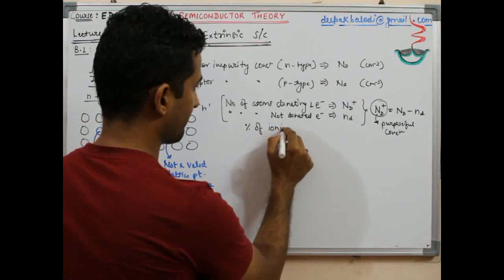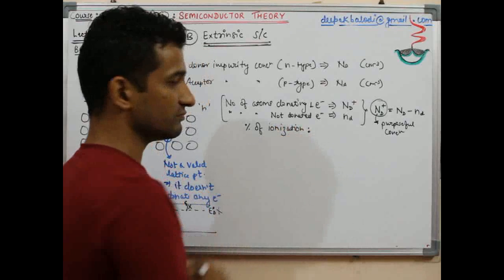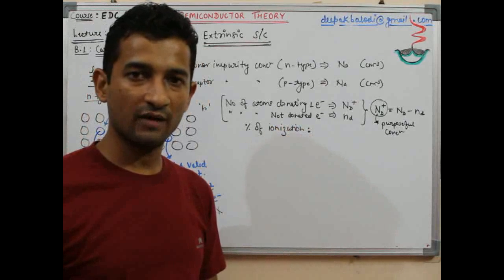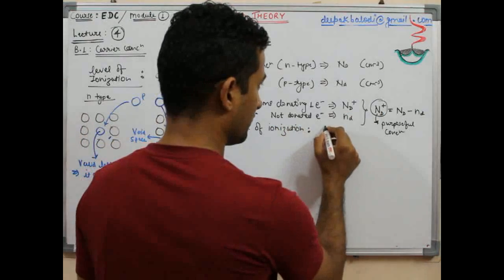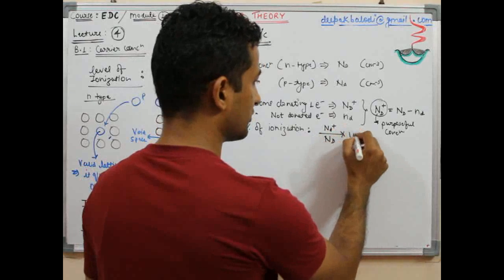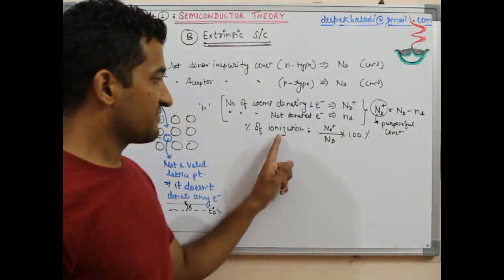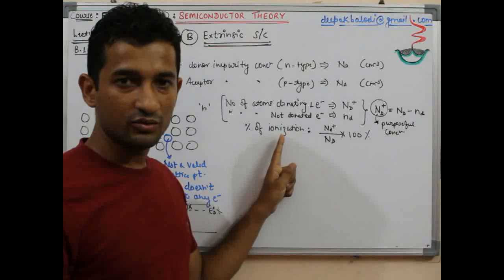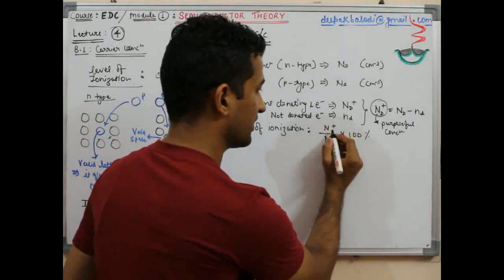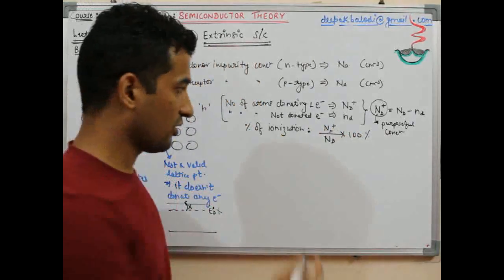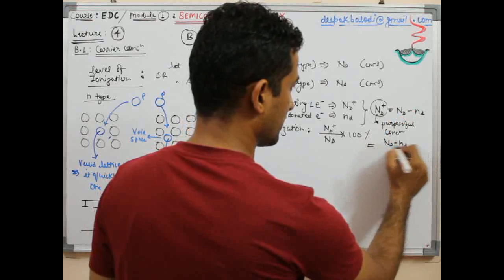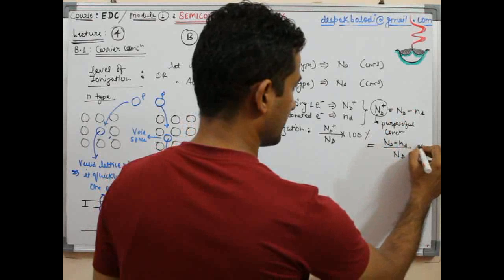of ionization. So how many percent of atoms have been ionized? Ionized means those atoms which have donated their one electron, meaning Nd plus. So obviously it is Nd plus upon Nd into 100. So if the percentage of ionization is given to you and if Nd is also given to you, then very quickly we can find Nd plus. Or this is the same as Nd plus; you can anytime write Nd minus or Nd upon Nd into 100.